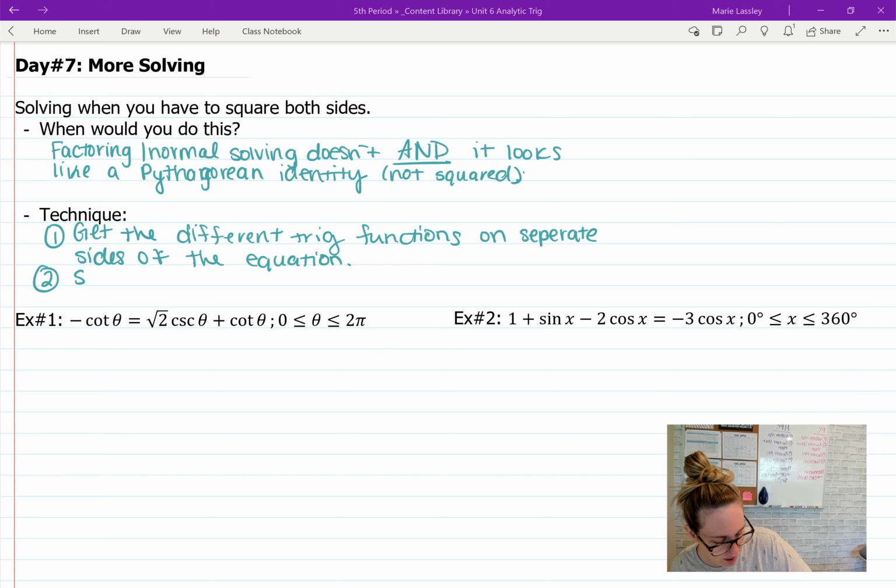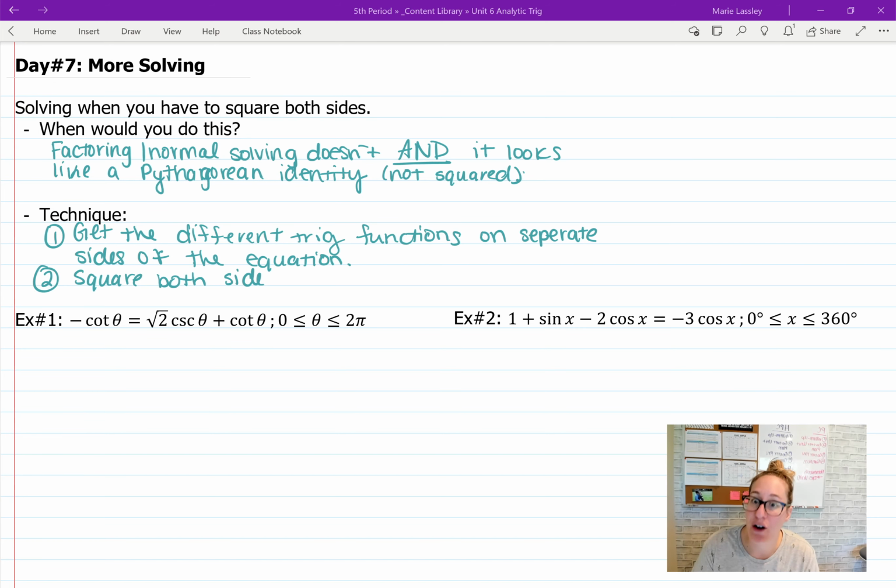And remember, when you square both sides, you're squaring the whole side, not just each individual piece. So you're going to have to make sure that you use your squaring binomial rules, because that's going to come up a lot when you're doing these ones. So square both sides.